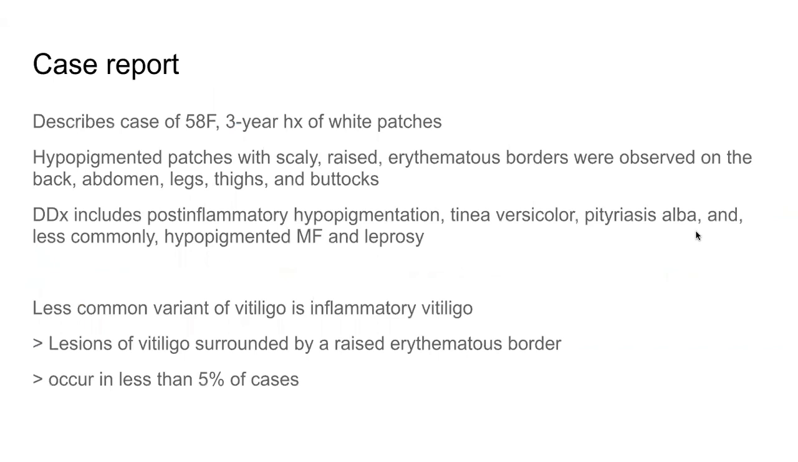So this case report describes a case in a 58-year-old female with a 3-year history of white patches. These are hypopigmented patches with scaly raised erythematous borders on the back, abdomen, legs, thighs, and buttocks. It's a wide differentials list for this, including post-inflammatory hypopigmentation, tinea versicolor, pityriasis alba, and less commonly, hypopigmented mycosis fungoides and infections such as leprosy.